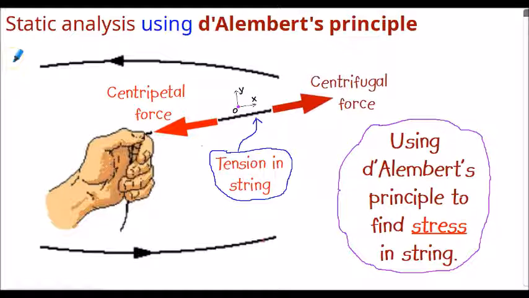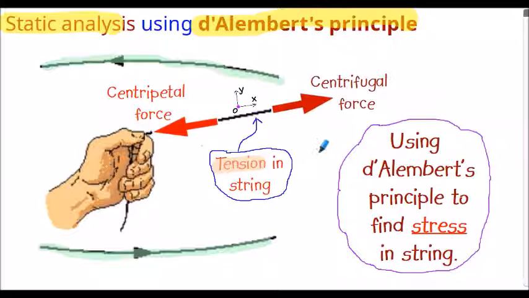So here's a few illustrations that might help in understanding how a dynamic problem can be considered as a static analysis when using D'Alembert's principle. Let's consider this problem here, where we have a mass on the end of a piece of string and it's being rotated around with circular motion, as shown here. So if we wanted to calculate the tension in the string, or the tensile stress in the string, we could apply D'Alembert's principle. This is a dynamic situation where the mass is rotating in a circle, and we know by now that we must have a centripetal force acting inward to cause the circular motion.